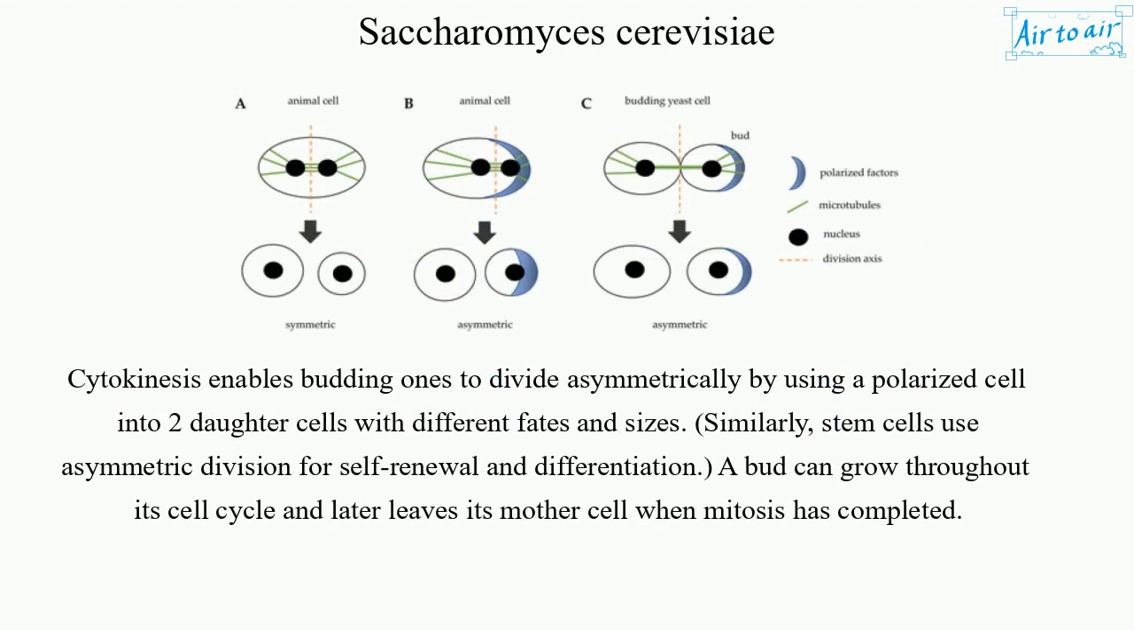Cytokinesis enables budding yeast to divide asymmetrically by using a polarized cell into two daughter cells with different fates and sizes. Similarly, stem cells use asymmetric division for self-renewal and differentiation. A bud can grow throughout its cell cycle and later leaves its mother cell when mitosis has completed.